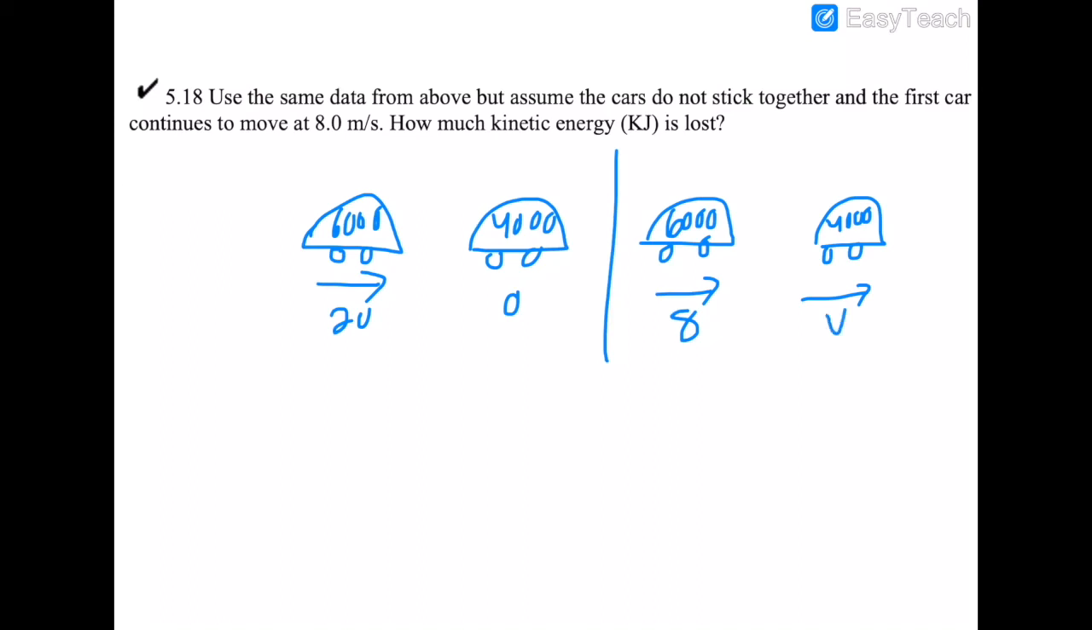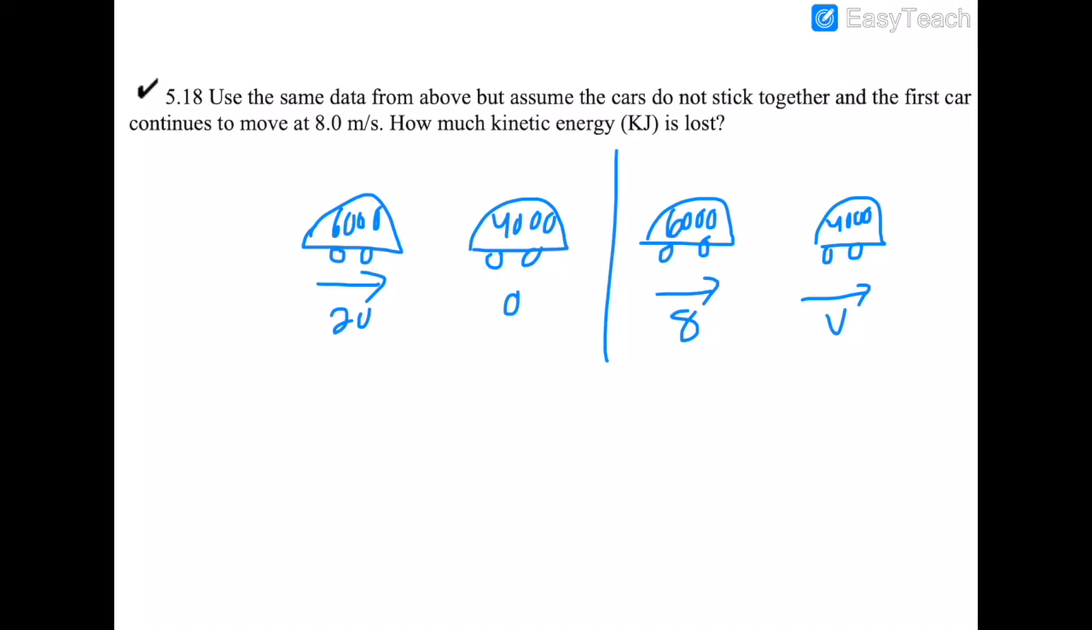Now, the question here is asking how much kinetic energy is lost. This is an inelastic collision, so kinetic energy is not going to be conserved, and we're trying to figure out how much is lost. Before we can do that, though, we have to use conservation of momentum and figure out what this velocity is over here.